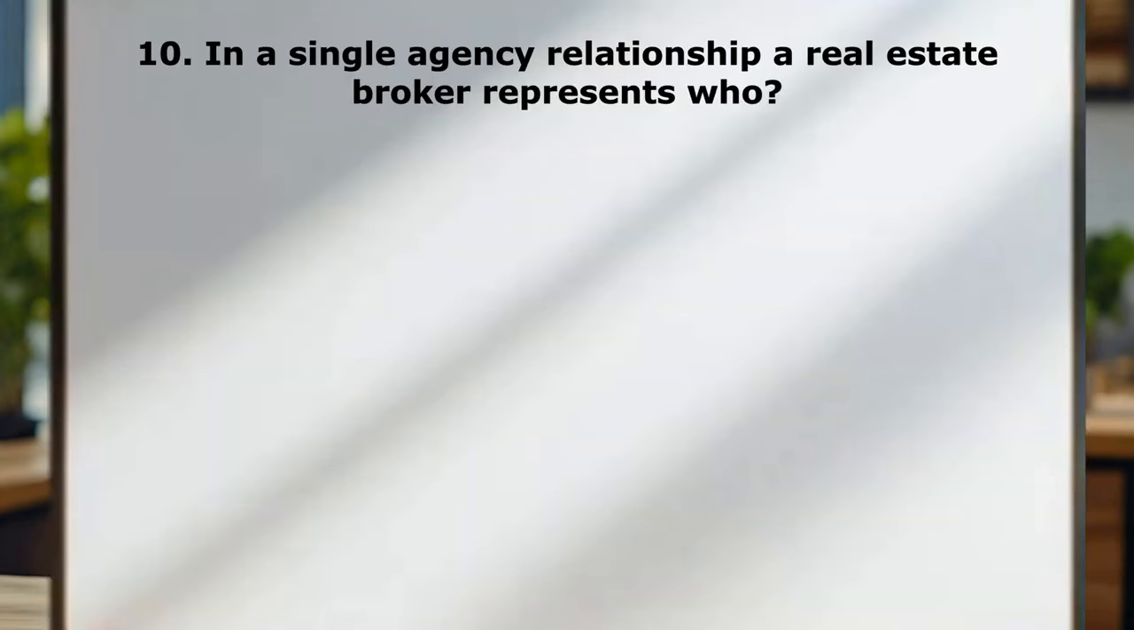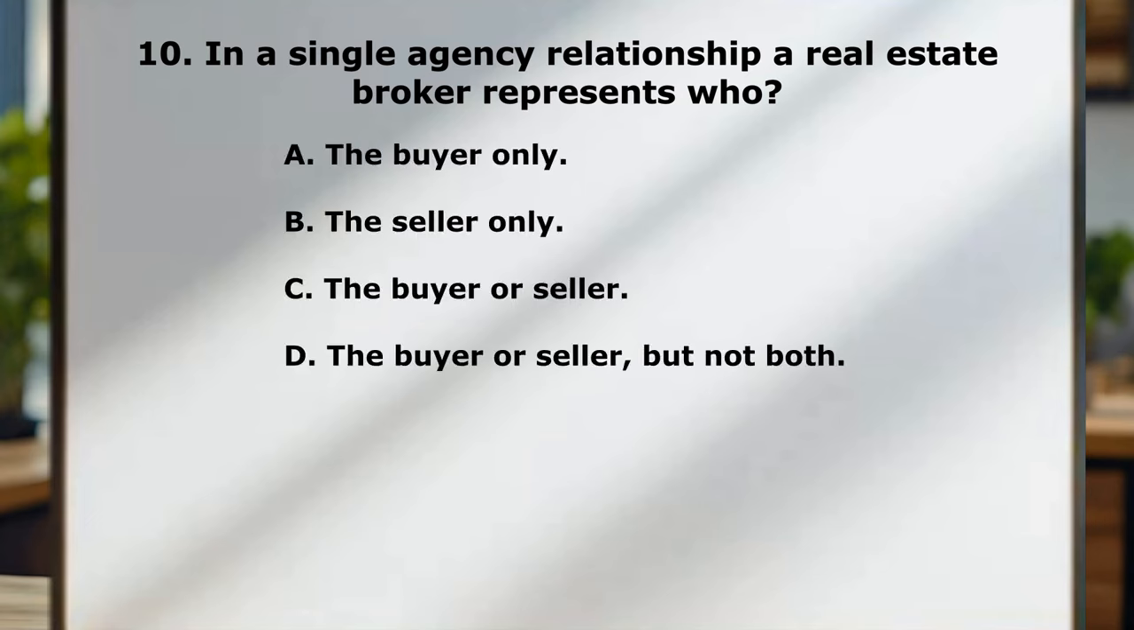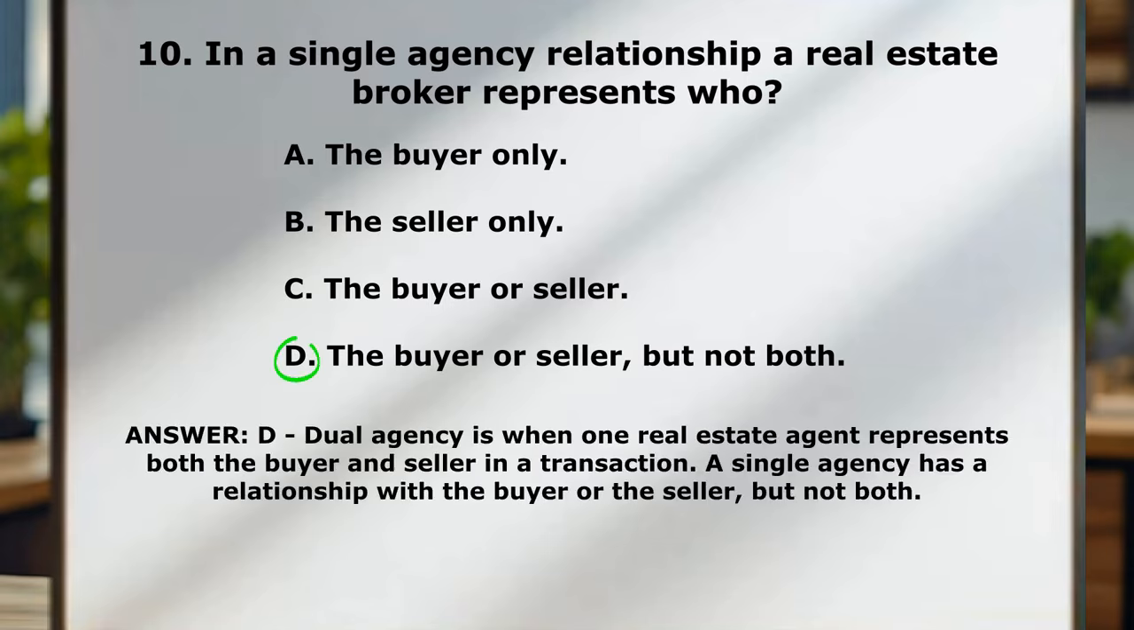Question number 10. In a single agency relationship, a real estate broker represents who? A, the buyer only. B, the seller only. C, the buyer or seller. D, the buyer or seller, but not both. The answer is D. Dual agency is one agent representing both the buyer and seller in a transaction.